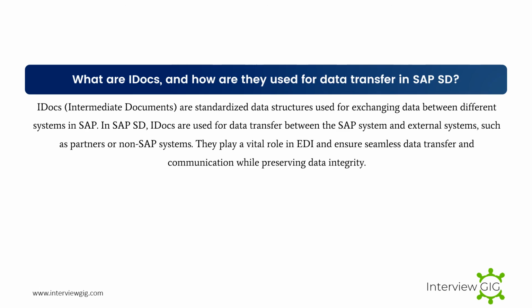What are IDOCs, and how are they used for data transfer in SAP SD? IDOCs, intermediate documents, are standardized data structures used for exchanging data between different systems in SAP. In SAP SD, IDOCs are used for data transfer between the SAP system and external systems, such as partners or non-SAP systems. They play a vital role in EDI and ensure seamless data transfer and communication while preserving data integrity.